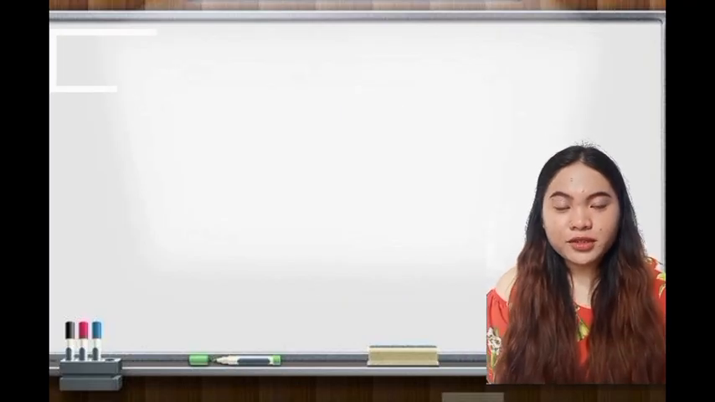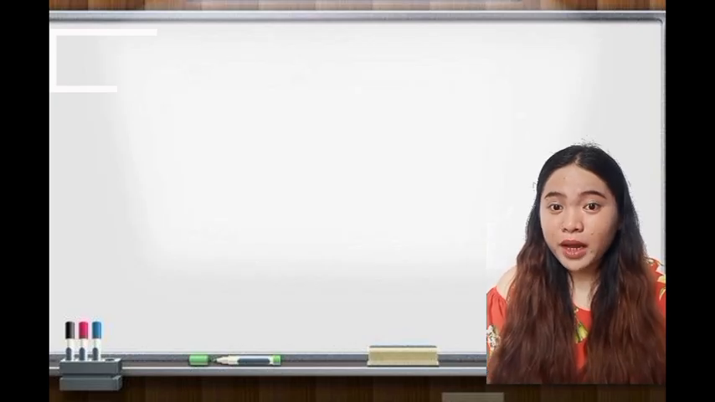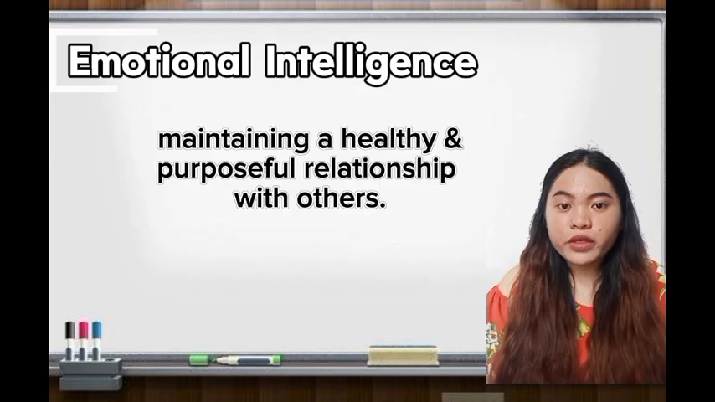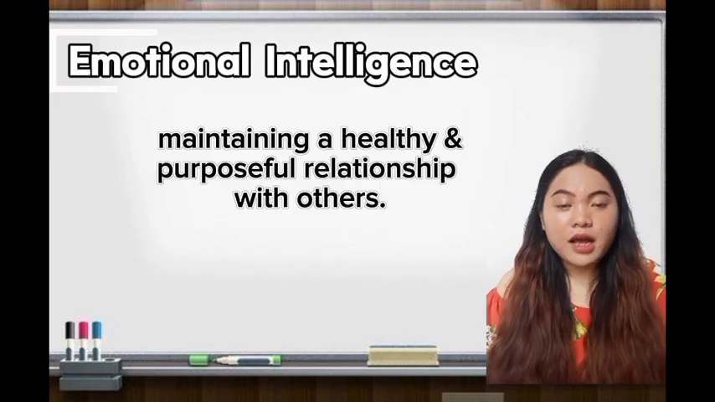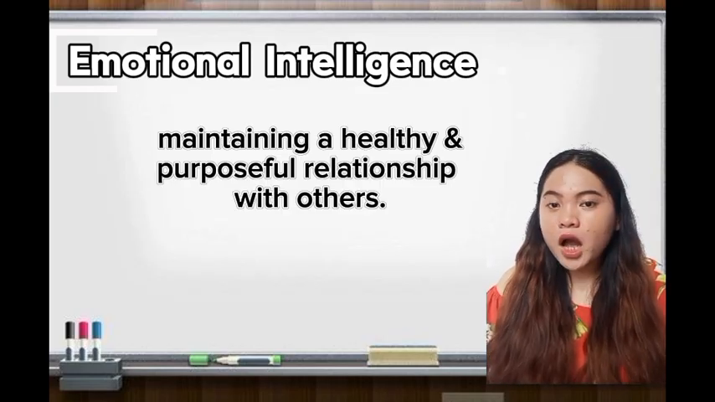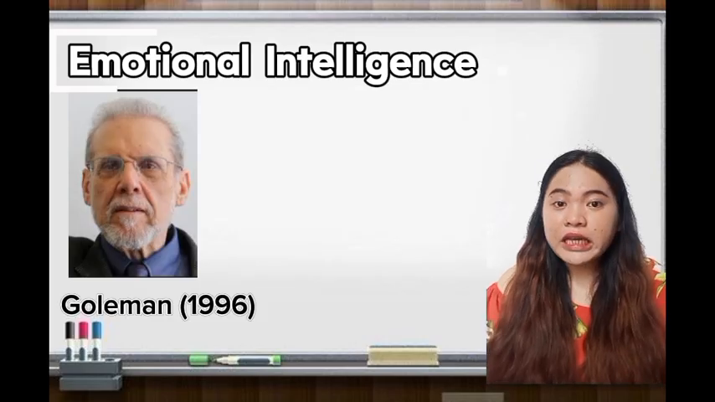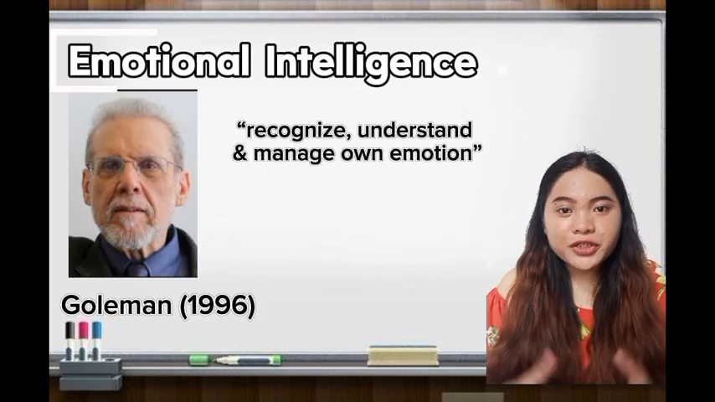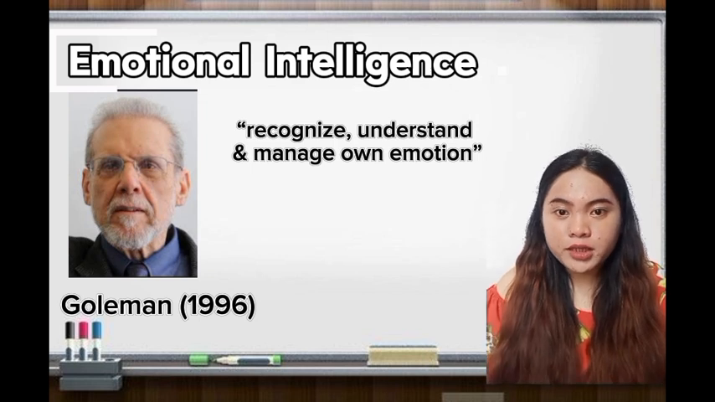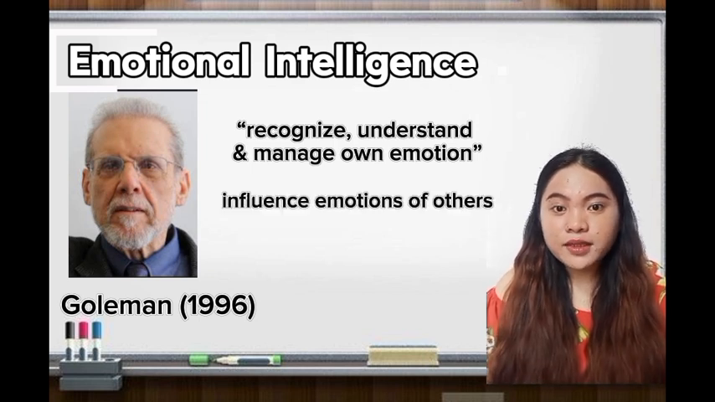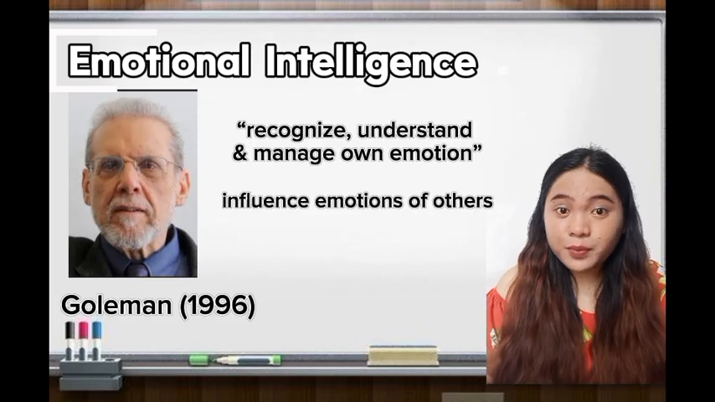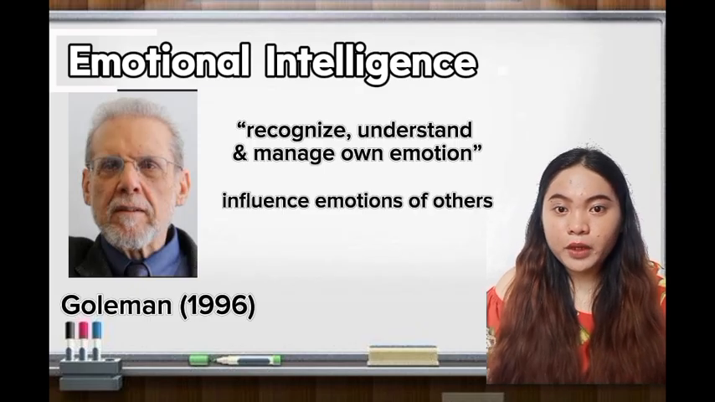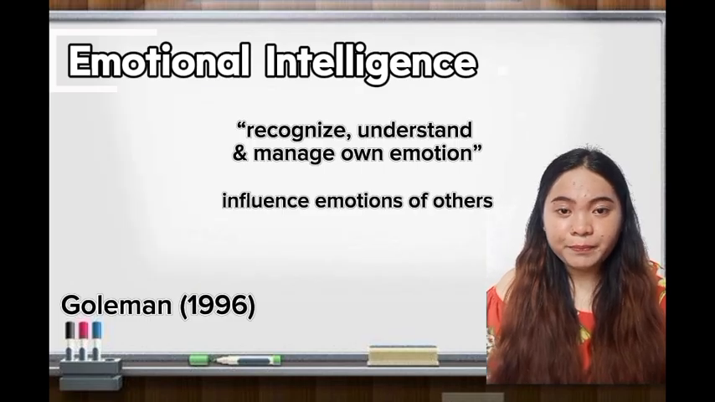Emotional intelligence or EQ. It can bring about maintaining a healthy and purposeful relationship with others that may best depict a socially literate person. According to Goleman 1996, he defines emotional intelligence as the ability to recognize, understand, and manage one's own emotions and influence the emotions of others. It is being aware that emotions can drive behavior and impact people positively and negatively.